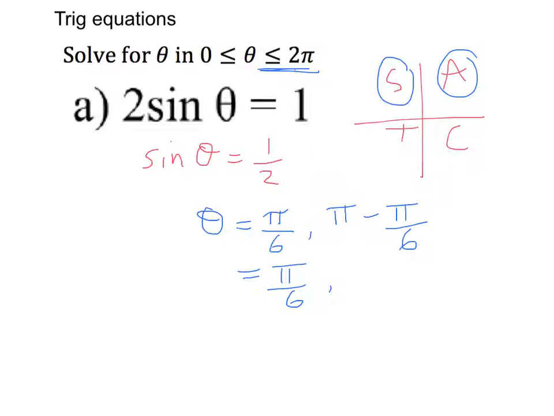And then over here, to work out what the other angle is, you can find a common denominator. And then you can see the answer is going to be 6 pi minus 1 pi, which is 5 pi. And leaving the denominator the same, it's going to be 5 pi on 6. So there's our two solutions for the trig equation 2 sine theta equals 1.